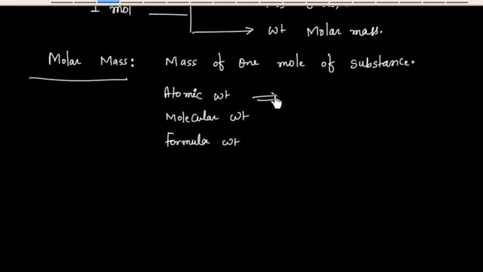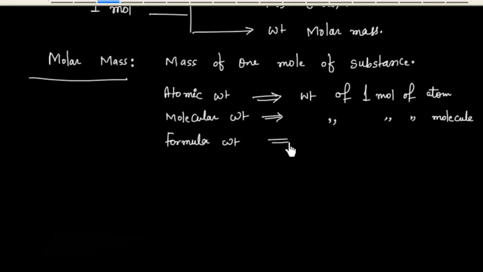So what is atomic weight? This is the weight of 1 mole of atoms. What is molecular weight? This is the weight of 1 mole of molecules. And what is formula weight? This is 1 mole of formula units. So the weight of 1 mole of formula units is called formula weight. So this is about molar mass.